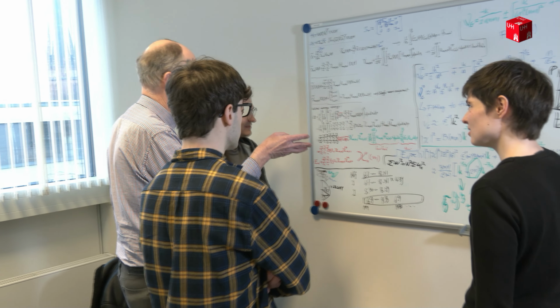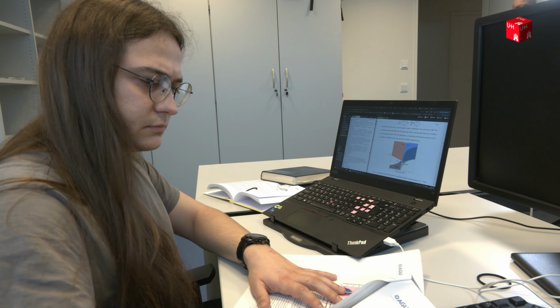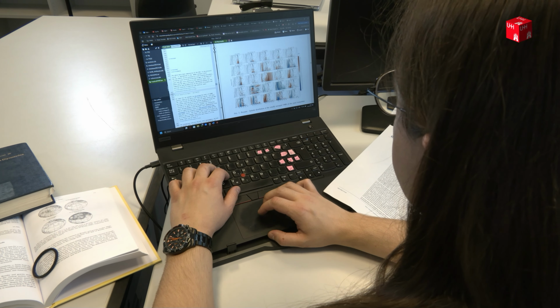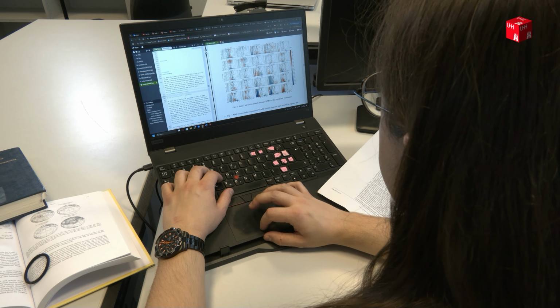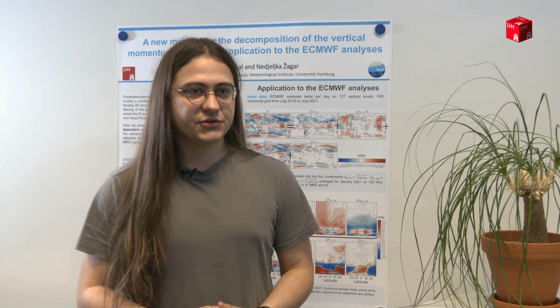This study was part of the collaborative research project Energy Transfers in Atmosphere and Ocean. It stemmed from my doctoral research aimed at investigating and quantifying how different atmospheric waves transport momentum, contributing to a better understanding of the interconnected dynamics of the Earth's atmosphere.